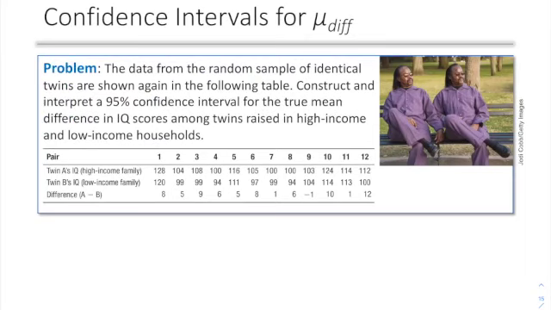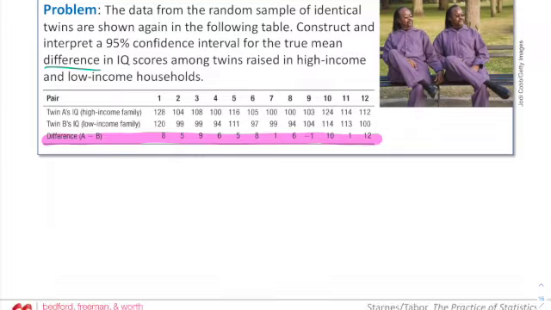So the data from the random sample of identical twins are shown again. Construct and interpret a 95% confidence interval for the true mean difference in IQ scores among twins raised in high income and low income households. So since we're looking at the difference, we're going to be looking at this fourth row right here. This is the data we need to be of interest, not the other two.